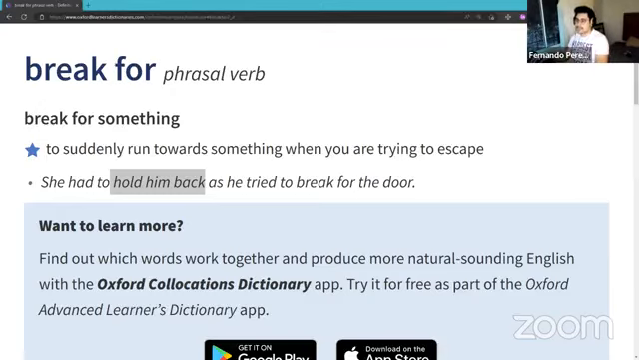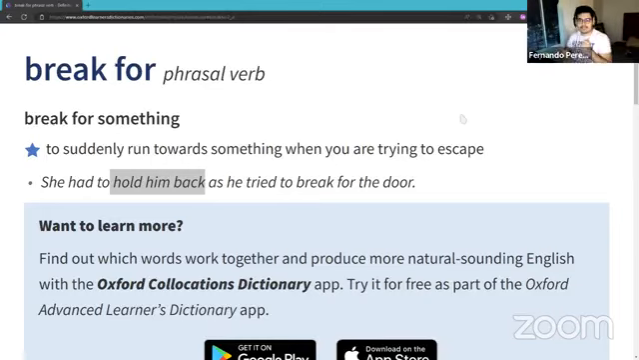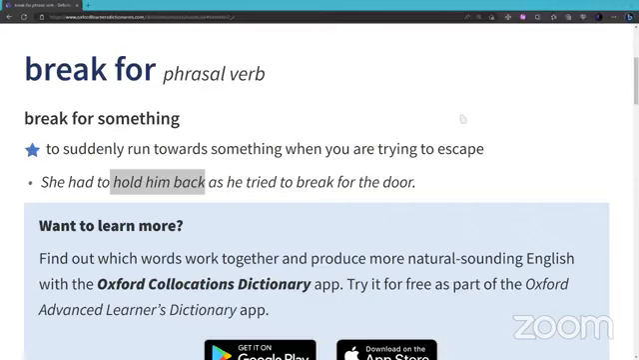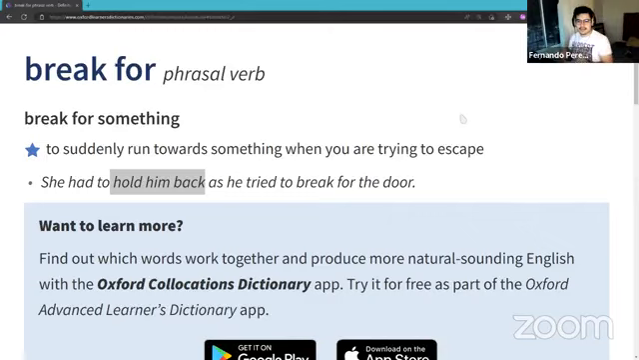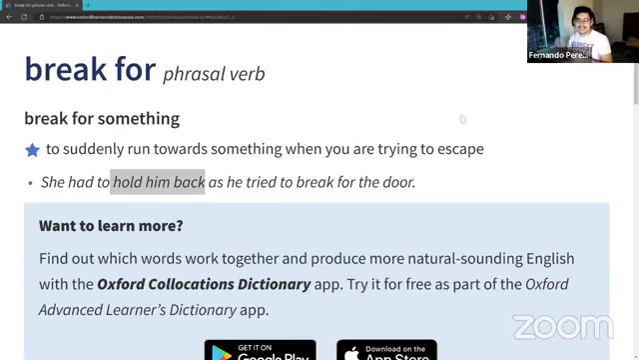I would say "as he tried to suddenly run towards the door," because "suddenly" gives you the meaning that it is unexpected. If you say only "run," it's probably a person jogging, having a morning jog. Do you see what I mean? Do you know what jogging is? Yes. If you only say "run," it sounds like the guy was having a morning exercise when she decided to hold him back.